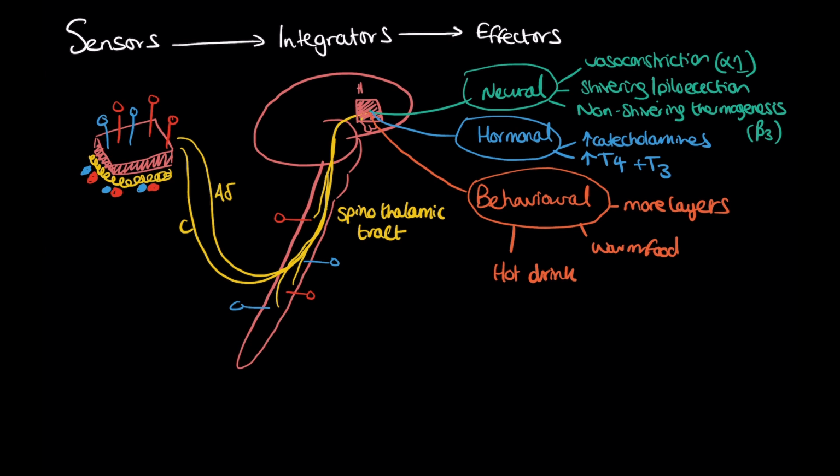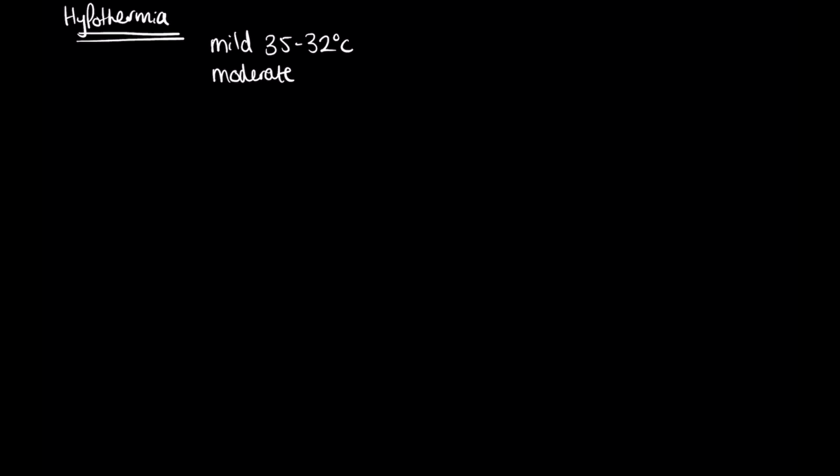That's it for thermoregulation. Now let's switch gears and focus on the clinical aspects of hypothermia. Most definitions of hypothermia class it as a core body temperature below 35 degrees Celsius. It can be classified according to severity, where mild is between 35 and 32 degrees Celsius, moderate 32 and 28 degrees Celsius, and severe between 28 and 20 degrees Celsius. Profound hypothermia is classed as less than 20 degrees Celsius.